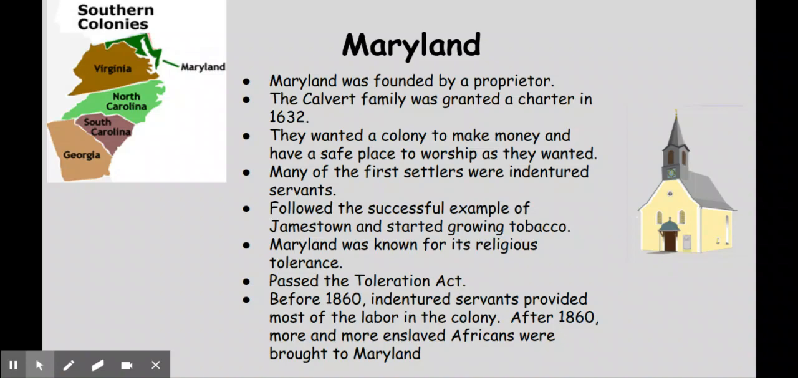In addition to religious freedom, economic opportunity was another pull factor for many of the Maryland colonists. Up until 1680, indentured servants were the main source of labor for the plantations. After 1680, more and more enslaved Africans were brought to Maryland.